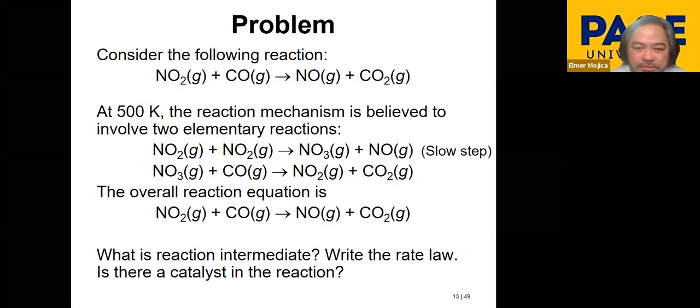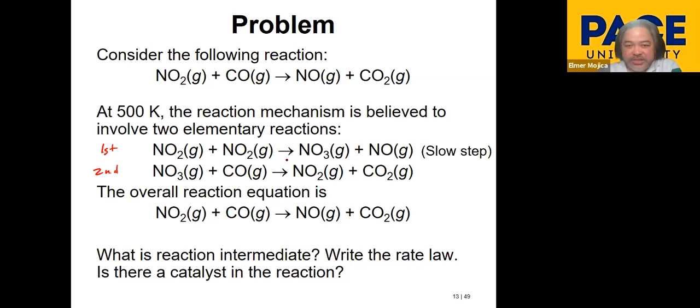So consider this reaction. NO2 reacting with CO, producing NO and CO2. If you're going to look at the elementary step, this is how it looks like. You have this first step, which is the slow step. You have the second step. Now the question being asked here: is there a reaction intermediate? Write the rate law. And what is the catalyst in the reaction?